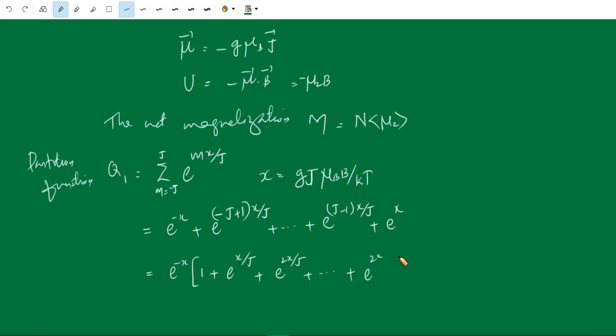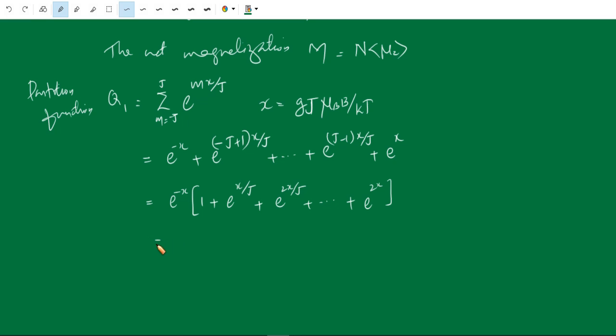Okay, so therefore this can be written as e raised to minus x into, so the bracket term is a geometric progression of 2j plus 1 terms. The first term is 1 and the common ratio is e raised to x by j. So the sum of these terms is given by a into (r raised to n minus 1) divided by (r minus 1). Okay, so here there are 2j plus 1 terms, and the first term a is 1 and r is e raised to x by j.